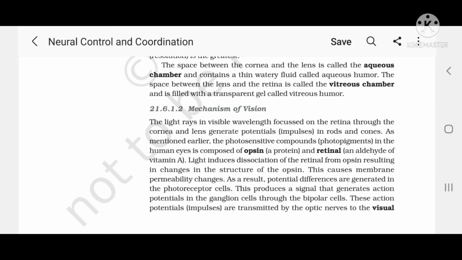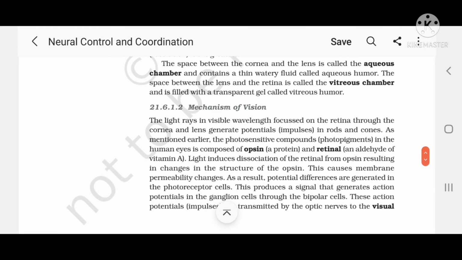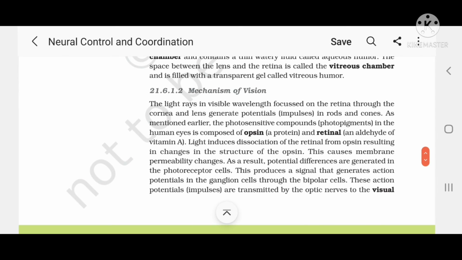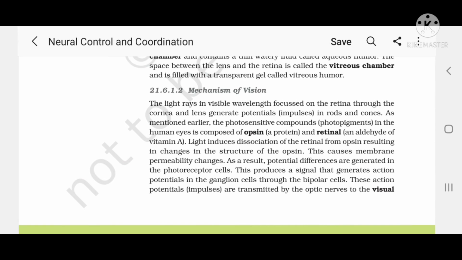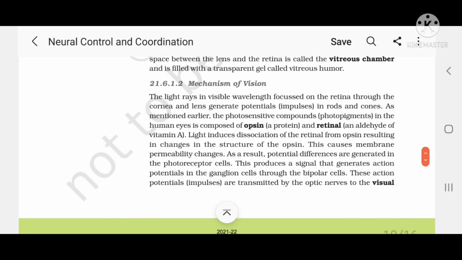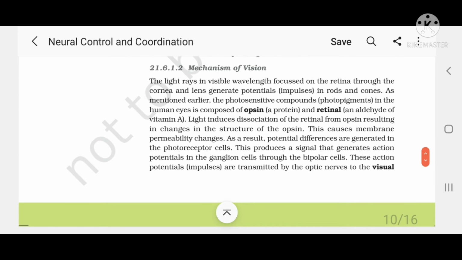The space between the cornea and the lens is called the aqueous chamber, and contains a thin watery fluid called aqueous humor. The space between lens and retina is called the vitreous chamber and is filled with a transparent gel called vitreous humor.